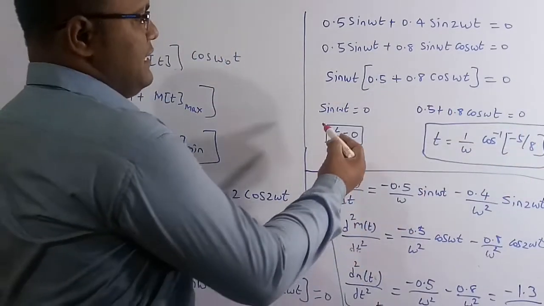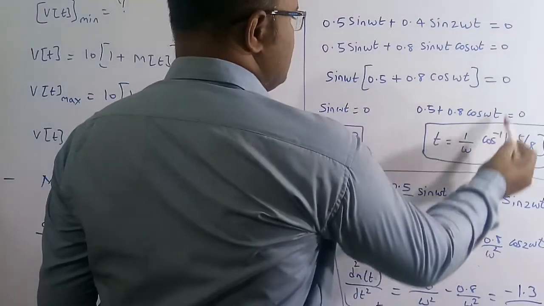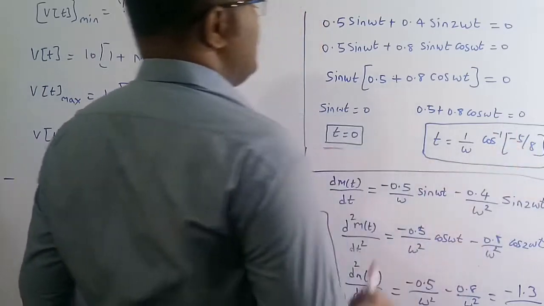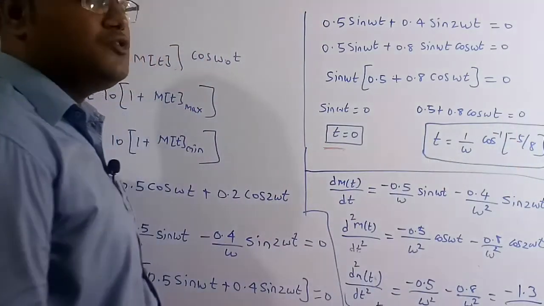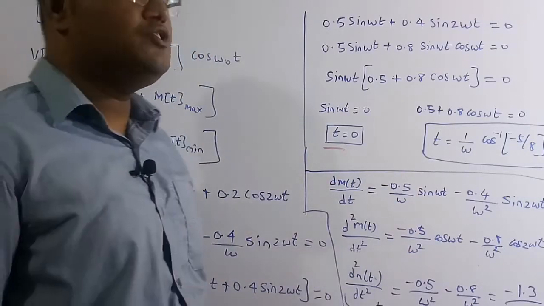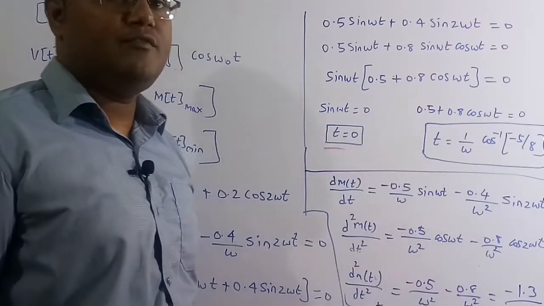So if I equate sin omega t is equal to 0, then I get t is equal to 0, and if I equate this to 0, then t is equal to 1 by omega cos inverse of minus 5 by 8. These are the two instances I got. At these two instances dm of t by dt is equal to 0, meaning the differentiation of m of t is equal to 0 at these two particular time values.